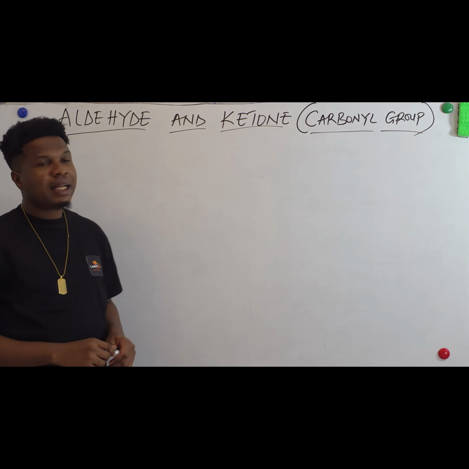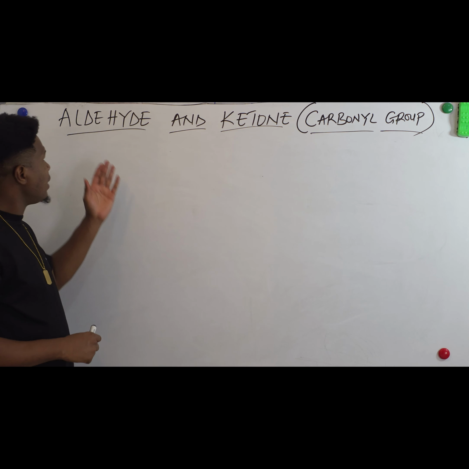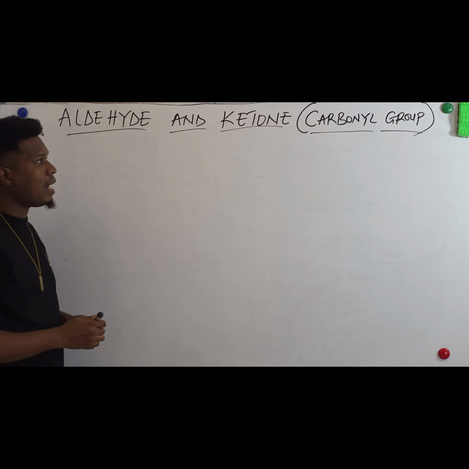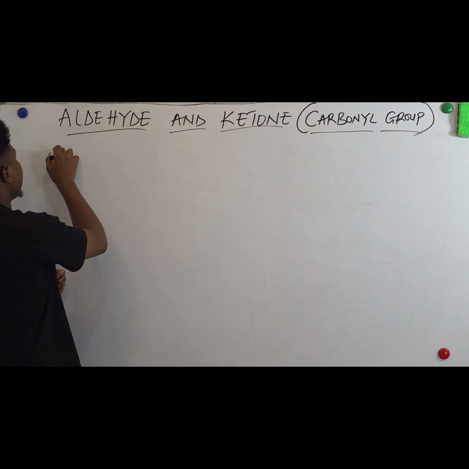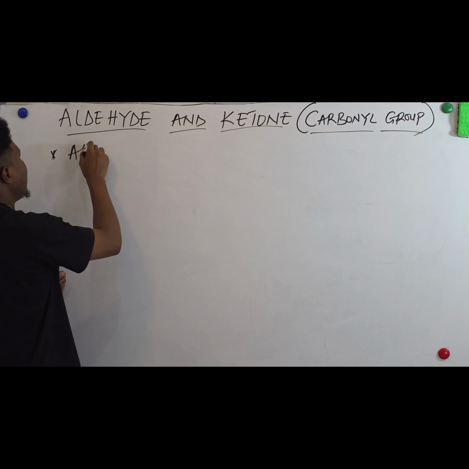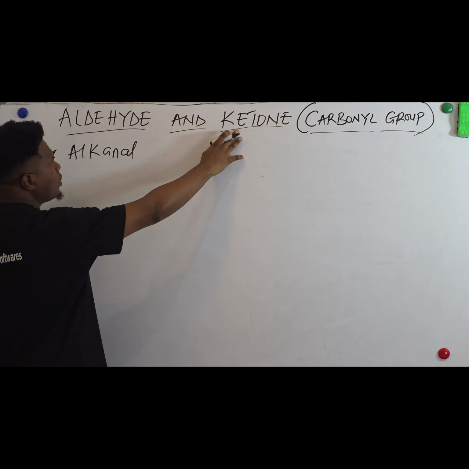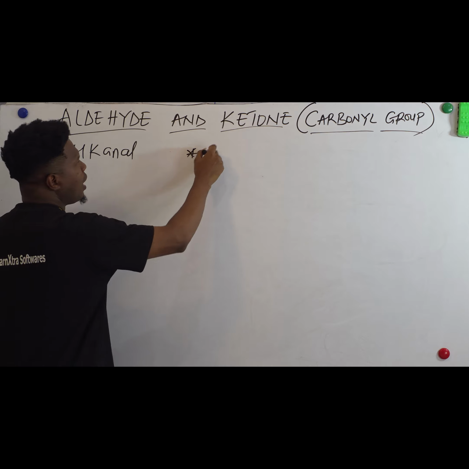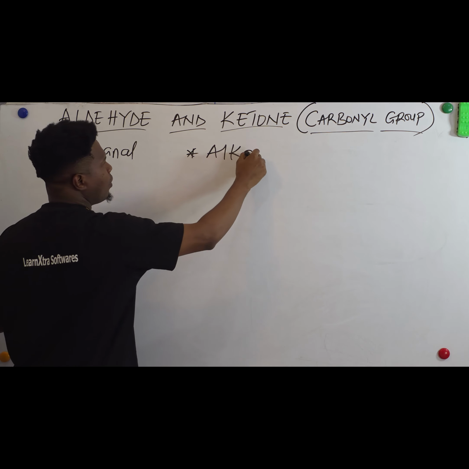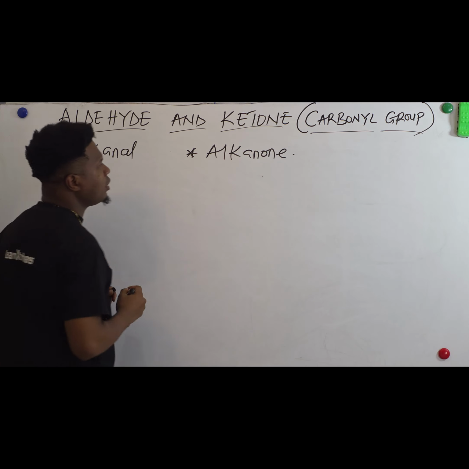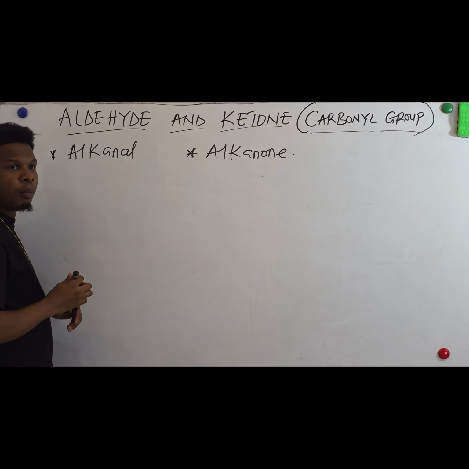At aldehyde and ketone. So this aldehyde is otherwise called alkanal. I hope you know, this aldehyde can also be called alkanal. While the ketone can also be called alkanone. Okay? So they are a class of organic compounds.